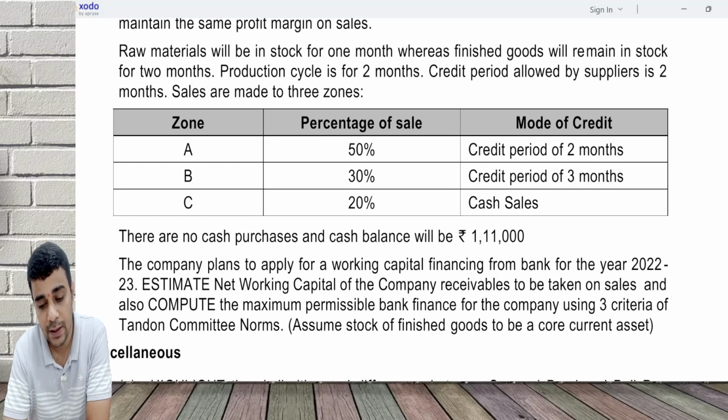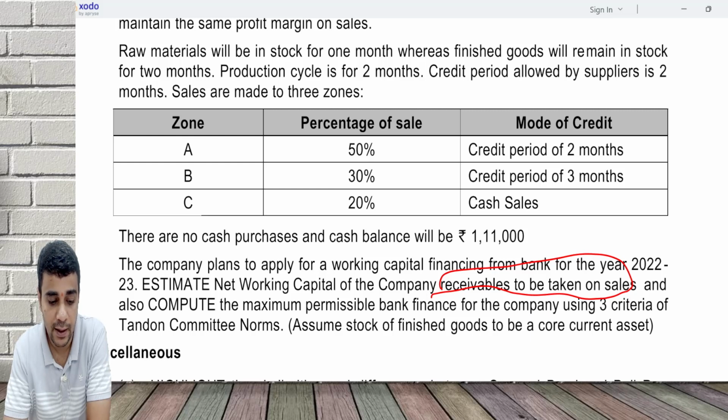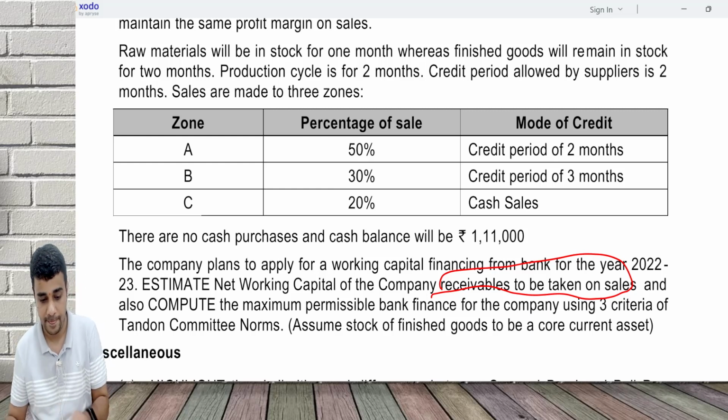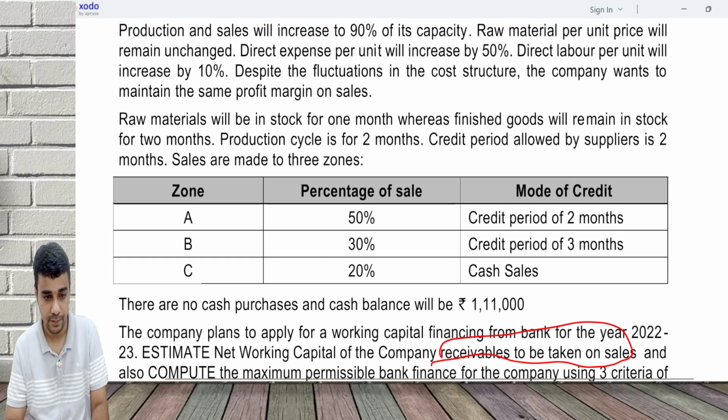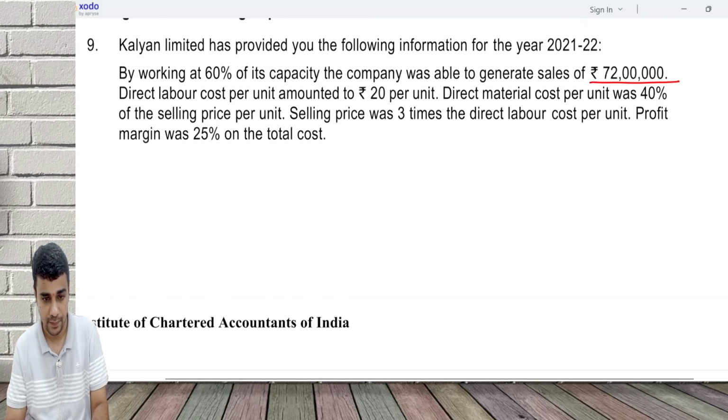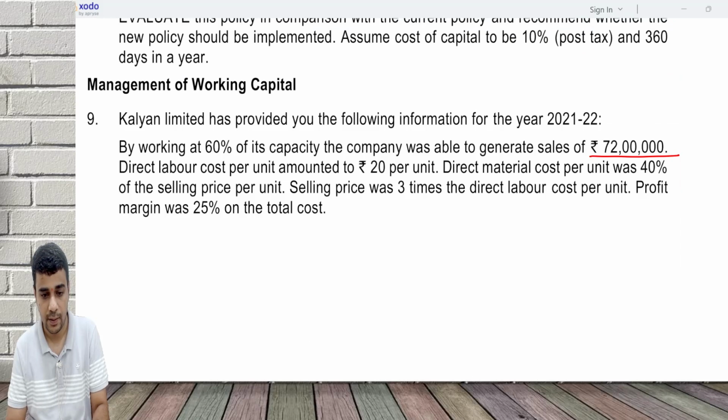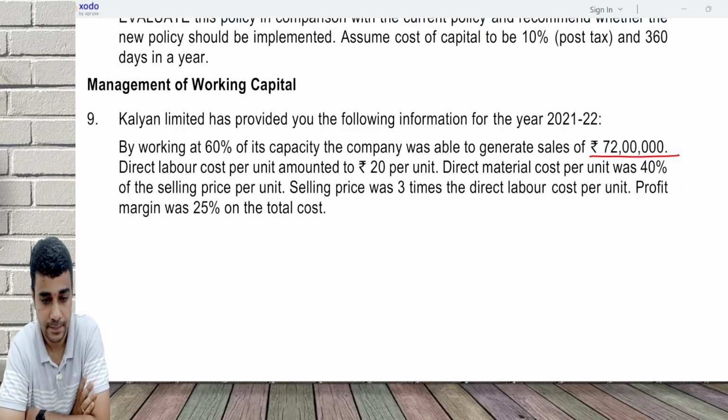Company plans to apply for working capital financing. Estimate NWC of the company with receivables being taken on sales. So indirectly it is the total approach, receivables being calculated on sales. Also compute the MPBF under the 3 criteria of Tandon committee norms. Go through the question. A good problem, one of the best problems in this RTP.